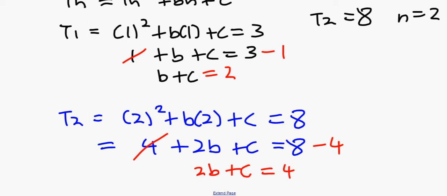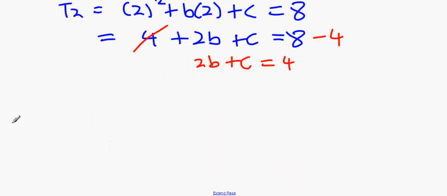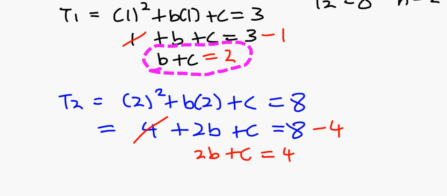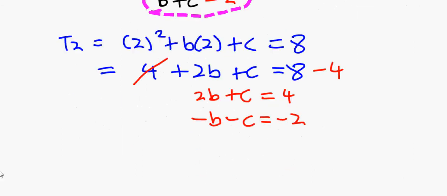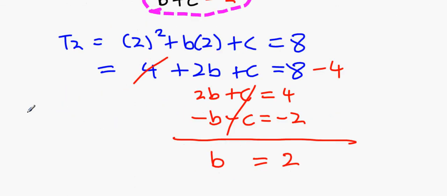What we have now are these two simultaneous equations here. Now what we're going to do is multiply the first equation by minus 1. So everything here is multiplied by minus 1, so we get minus b minus c equals minus 2. Once I do that, I can add them together downwards, and the c's will cancel, so b equals 2. I now know that b equals 2. I also know that b plus c equals 2. Therefore c has to be equal to 0, because b is already 2.